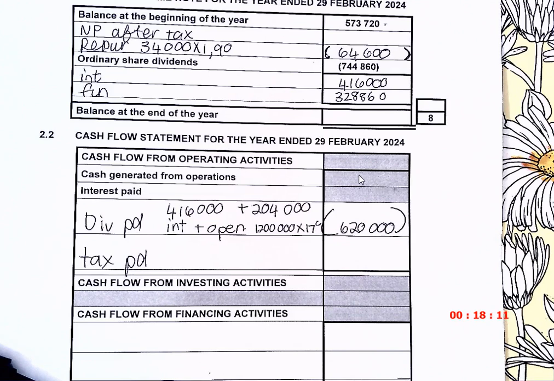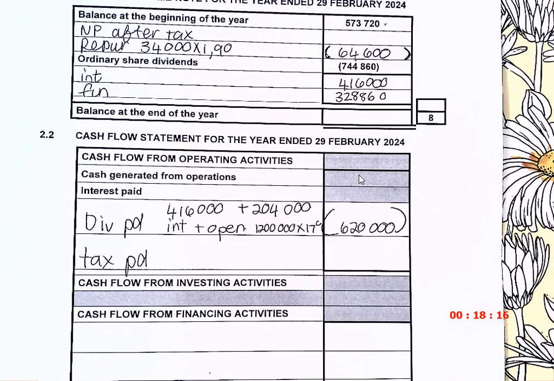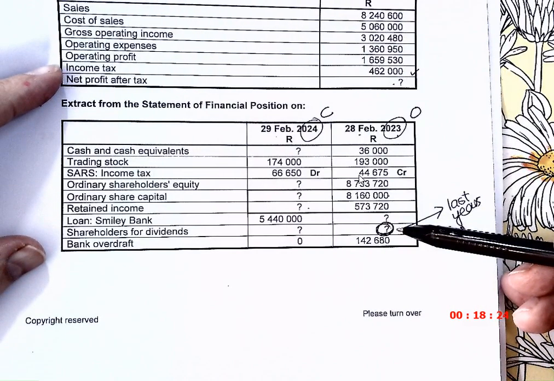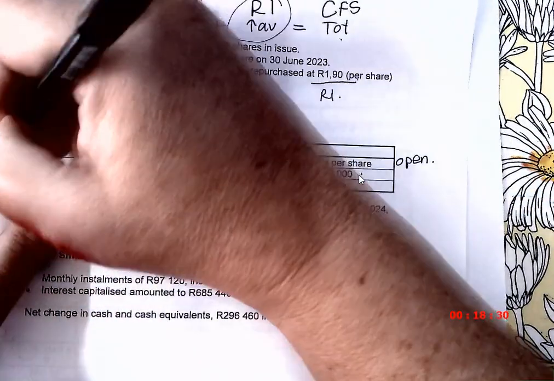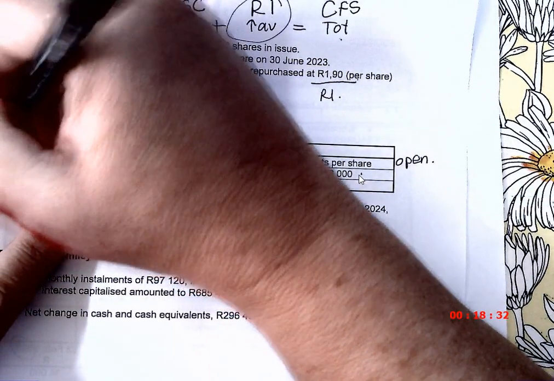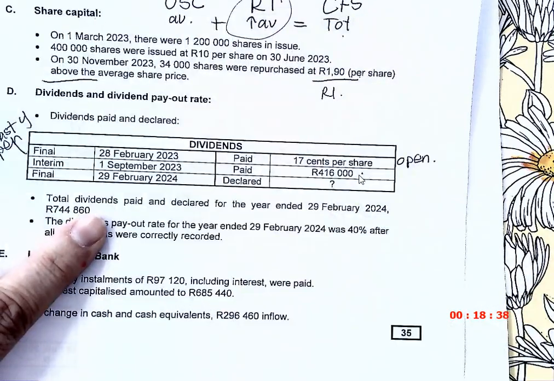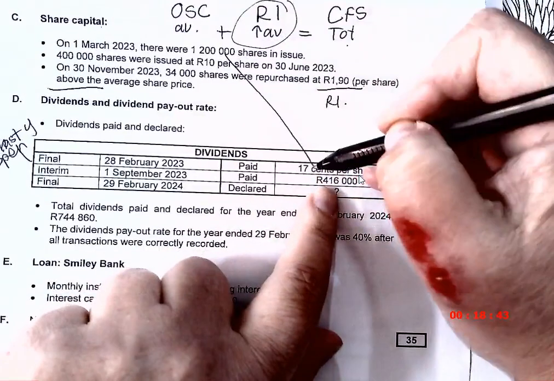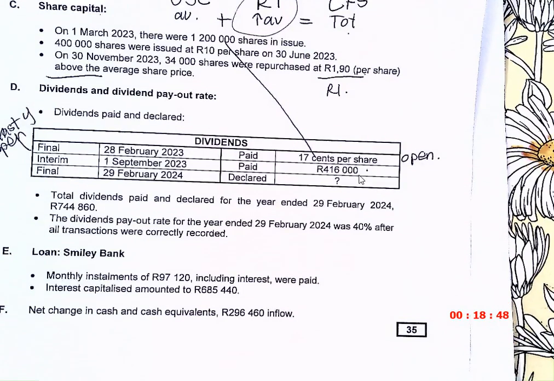Okay, so the opening, I know the opening is last year's final dividend, right? Usually they give it to me as shareholders for dividends, the opening balance. This time they gave me how to calculate the final of last year, which means this is the opening balance. You see? And I know they say it's 17 cents, and if I go look there, they told me I had 1.2 million at the beginning of this year, meaning I had 1.2 million at the end of last year.